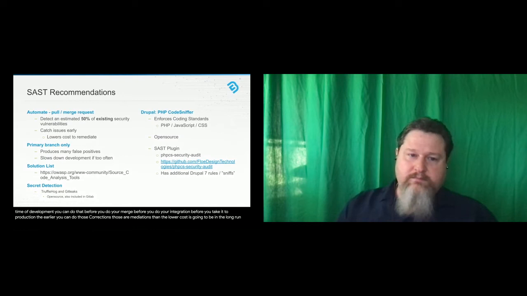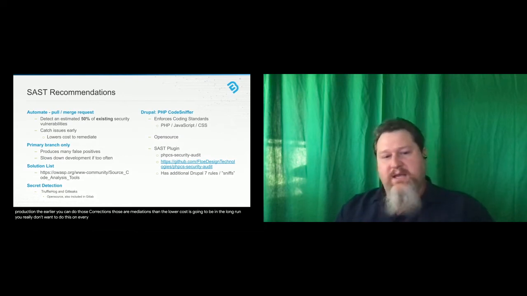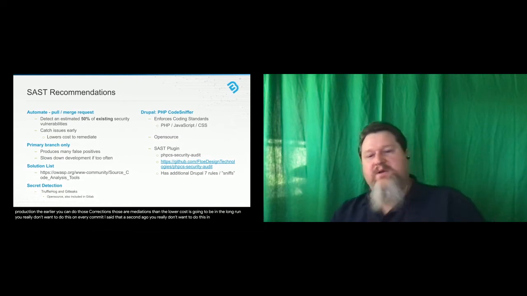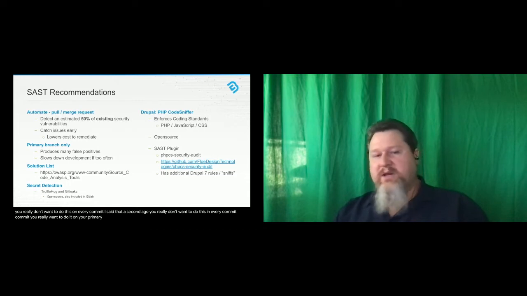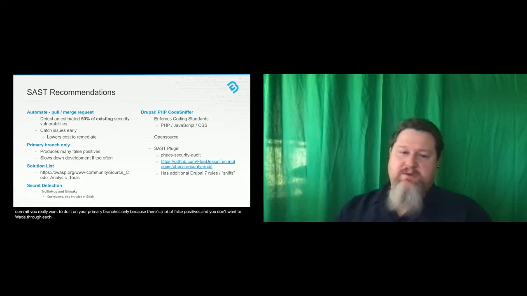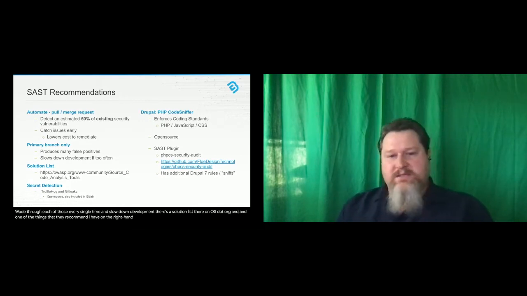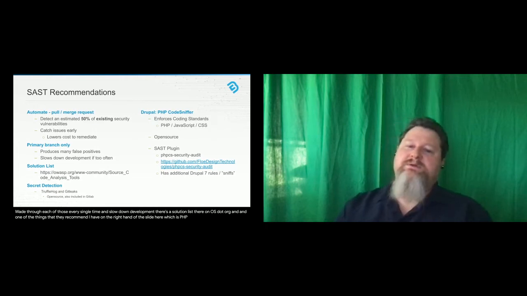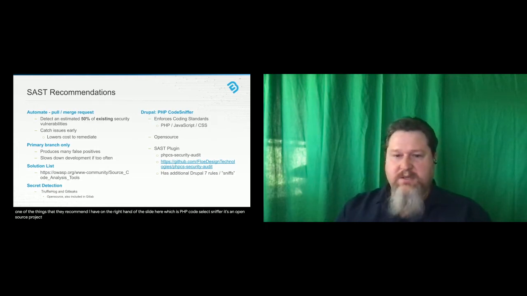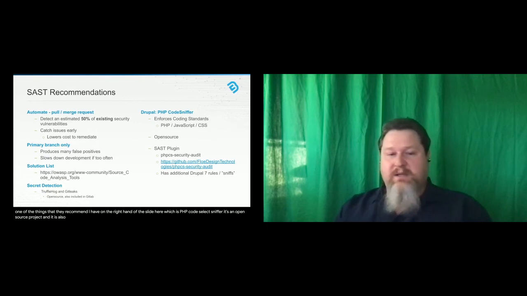The earlier you can do those corrections, those remediations, the lower cost it's going to be in the long run. You really don't want to do this on every commit. I said that a second ago, but you really don't want to do this on every commit. You really want to do it on your primary branches only, because there's a lot of false positives, and you don't want to wade through each of those every single time and slow down development. There's a solution list there on OWASP.org, and one of the things that they recommend, I have on the right hand of the slide here, which is PHP Code Sniffer. It's an open source project, and it is also what GitLab uses.